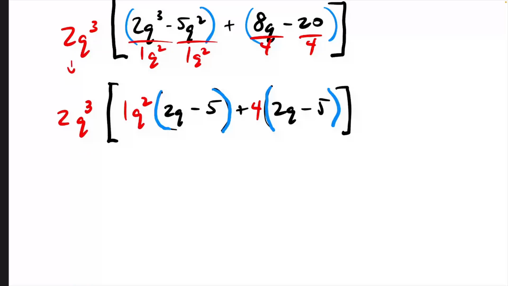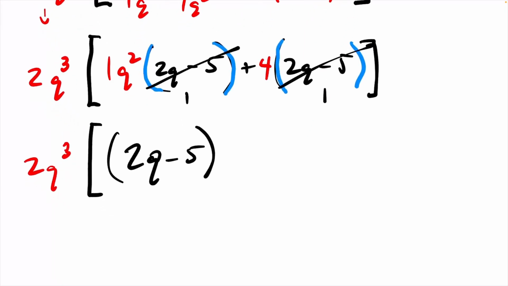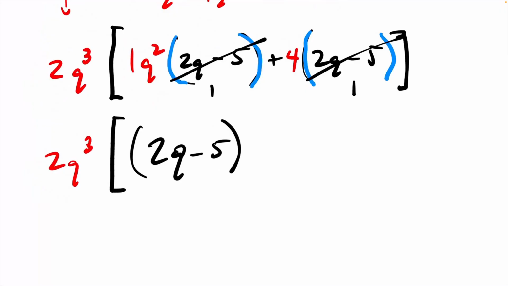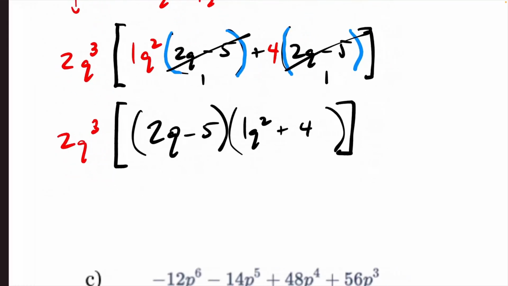Okay, so I'm going to rewrite that. So 2Q minus 5, that becomes 1, that becomes 1. Now the leftovers, just on the inside of the brackets. Don't worry about the GCF in front, but on the inside of the brackets, what is left over? 1Q2 plus 4. Okay.